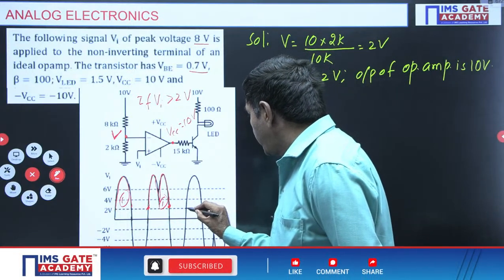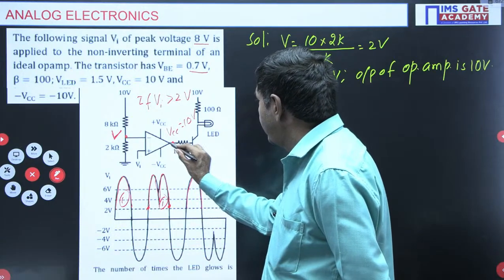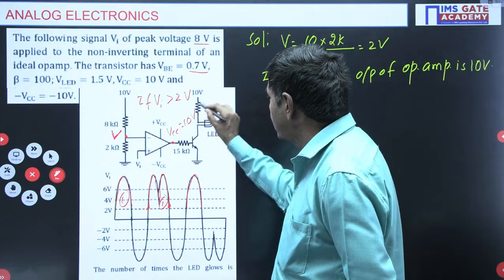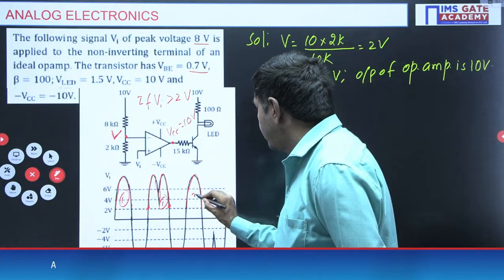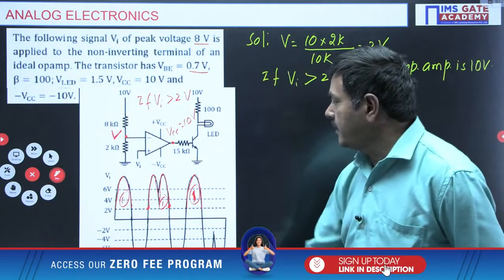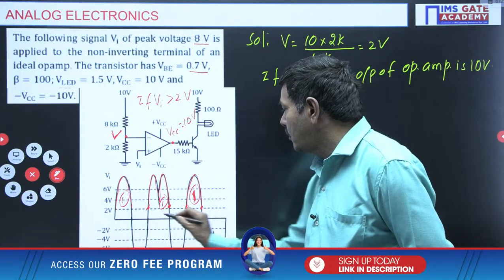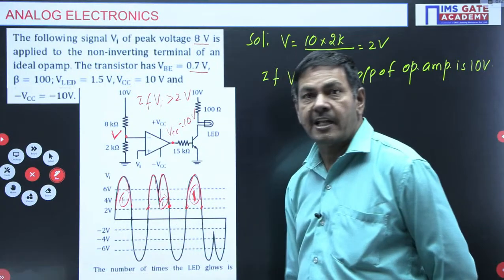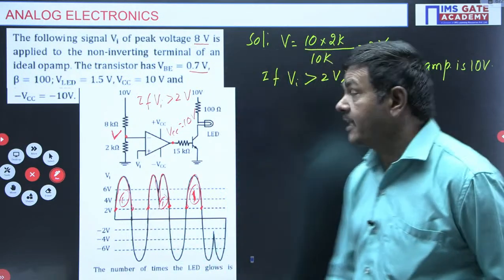Again, in this particular portion it is on. Greater than 2 volts, again VCC equal to 10 volts, same voltage, and the LED glows a third time. So totally how many times? 1 plus 1 plus 1. That means in between these two points, one time it glows; in between these two points, one time it glows; in between these two points, one time it glows. Totally 3 times is possible.